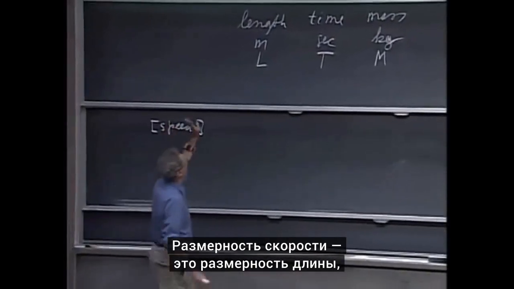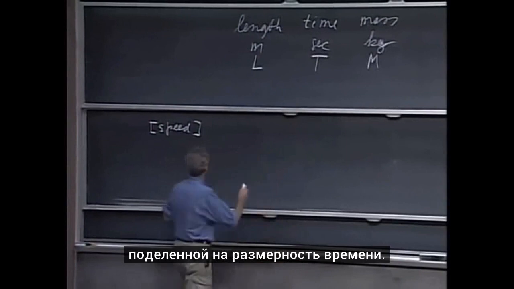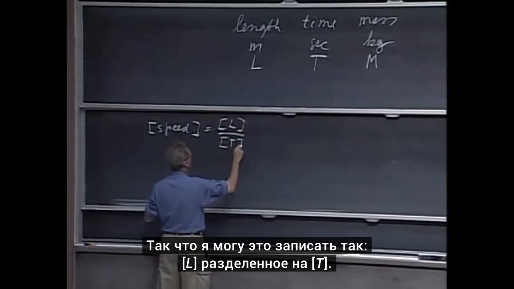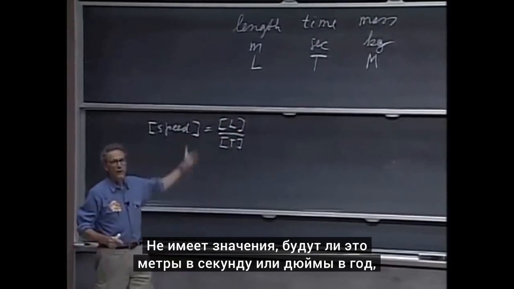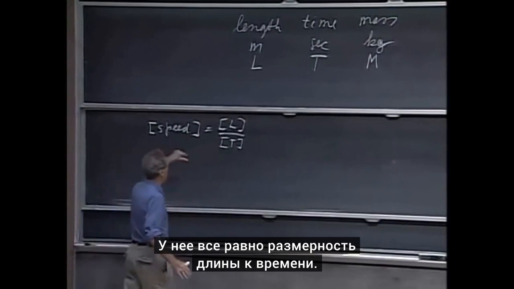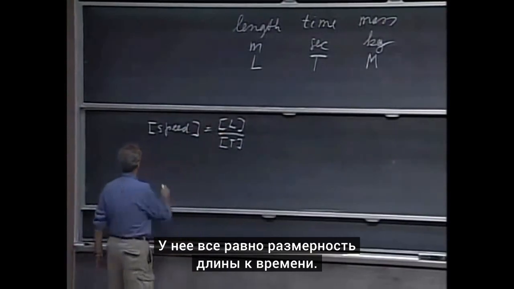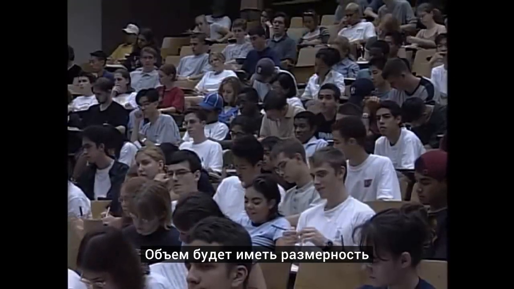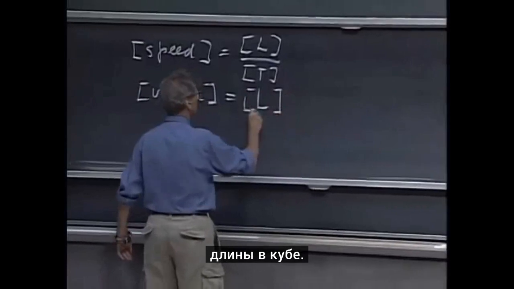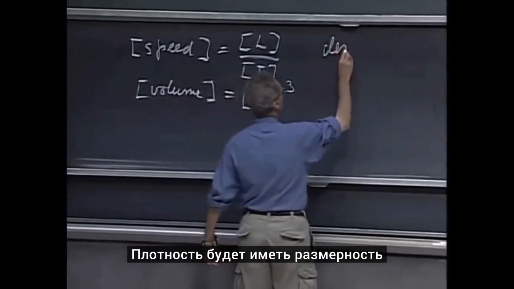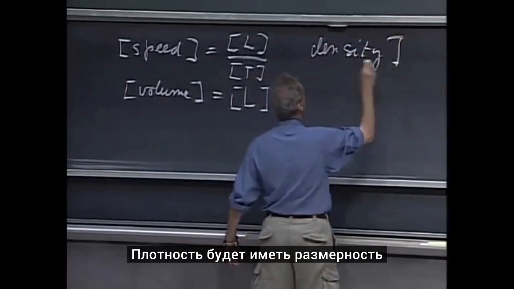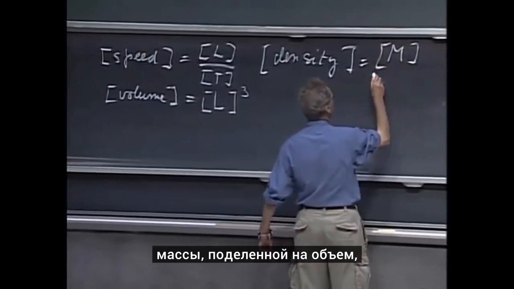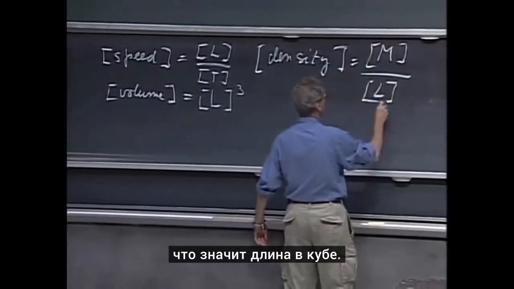The dimensions of speed is the dimension of length divided by the dimension of time. So I can write for that bracket L divided by bracket T. Whether it's meters per second or inches per year, that's not what matters. It has the dimension length per time. Volume would have the dimension of length to the power 3. Density would have the dimension of mass per unit volume, so that means M divided by length to the power 3.